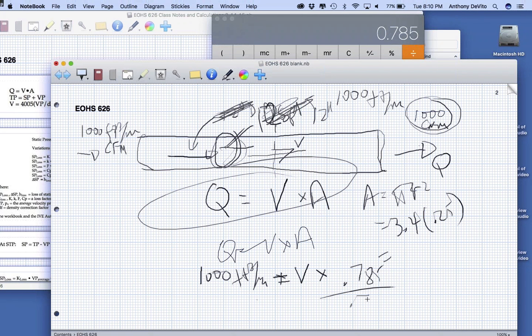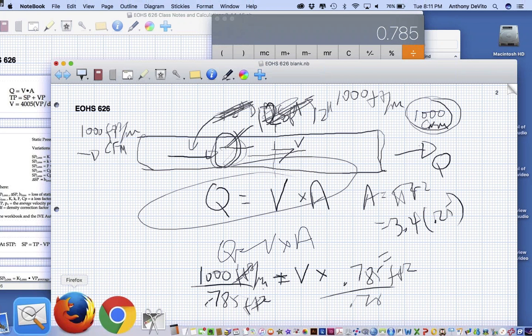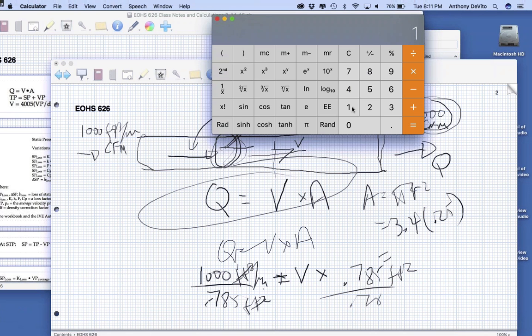So if I divide by 0.785 on both sides, that should give me the velocity. Now remember, 0.785 is what units? Square feet, feet squared. So I'm going to divide by 0.785 feet squared. And what does that leave me with? Feet cubed over feet squared leaves me with just feet per minute. So what's the velocity? It's 1,000 divided by 0.785. The velocity is 1,273 feet per minute.